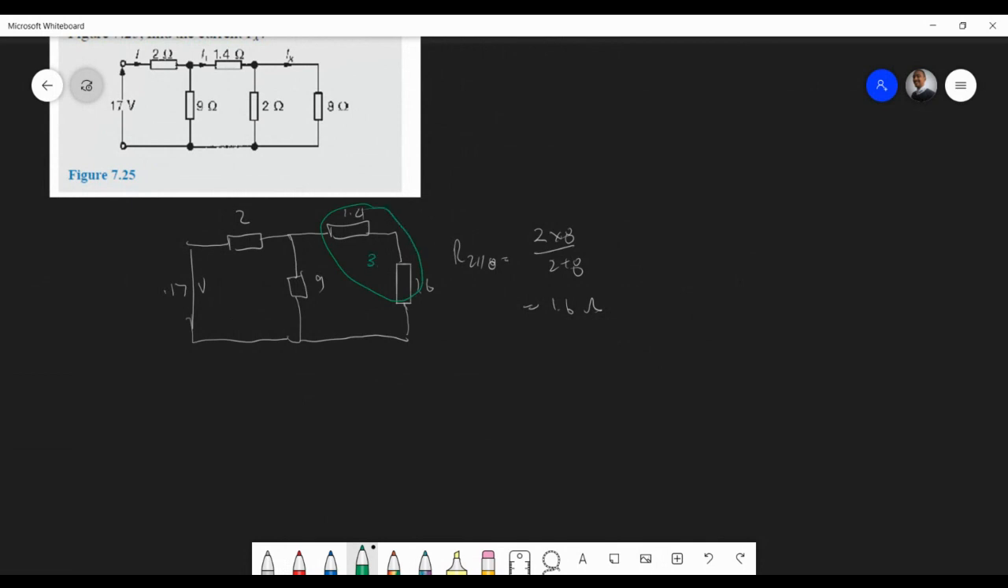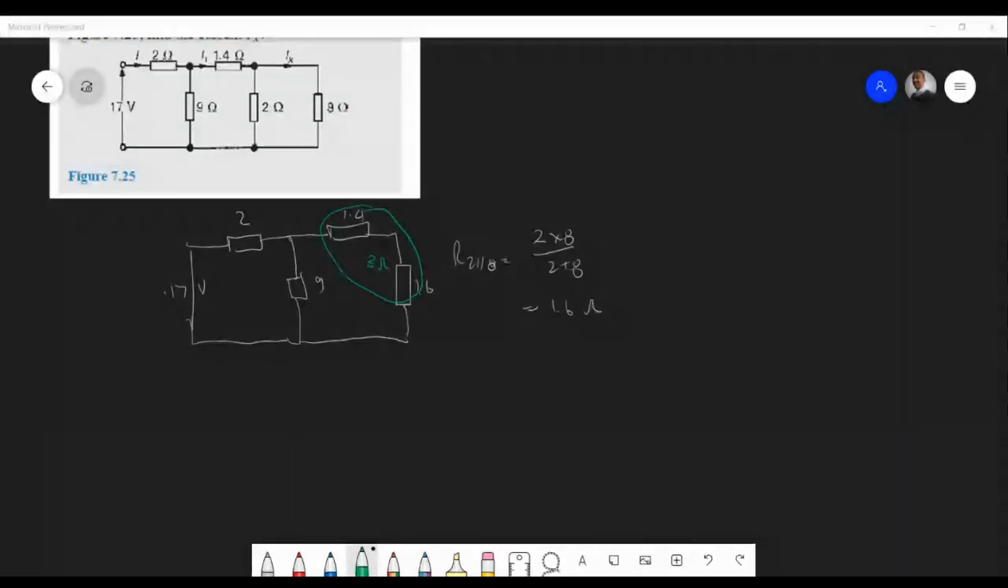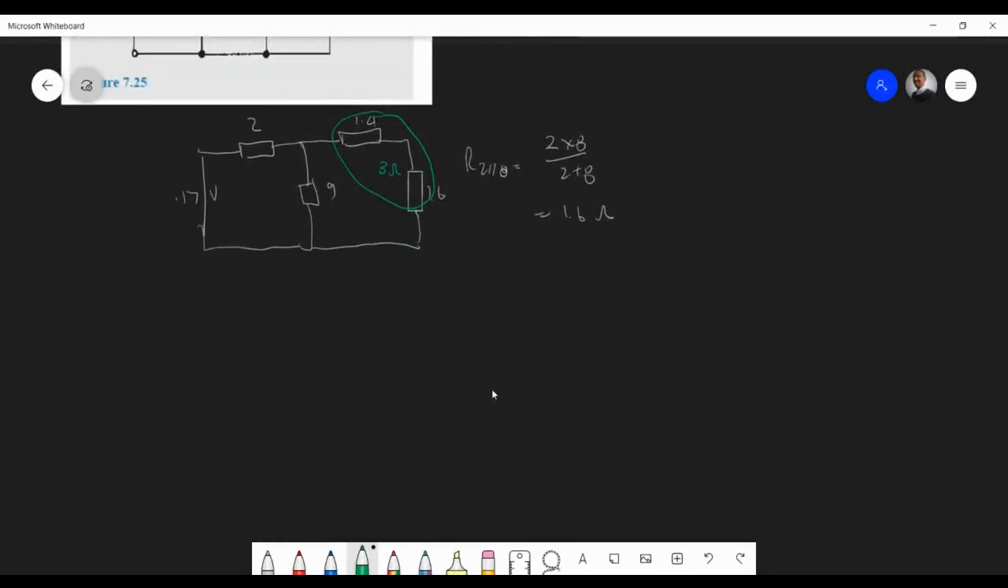That's 3 ohms. And then the 3 and the 9 will be in parallel. You guys agree with me there? So 3 and 9 is in parallel, right? So we add those, that becomes 3. Okay, great. Thank you guys.